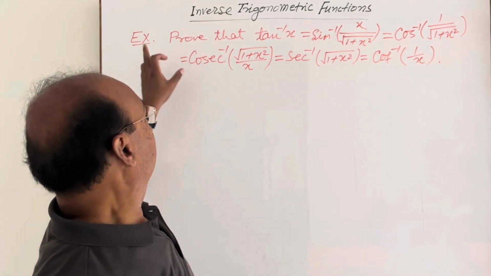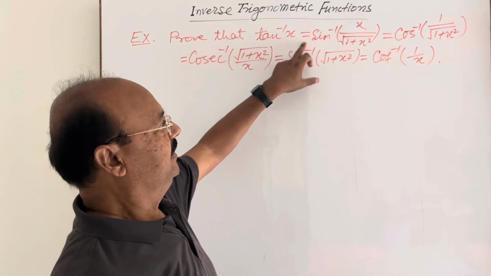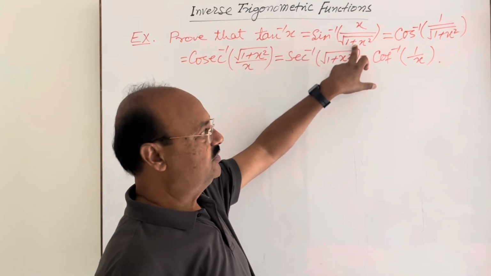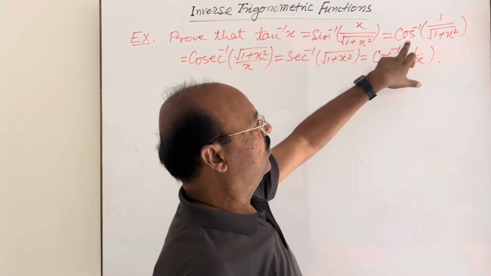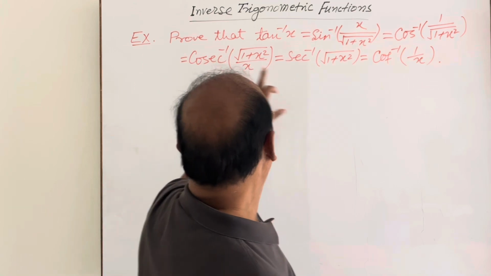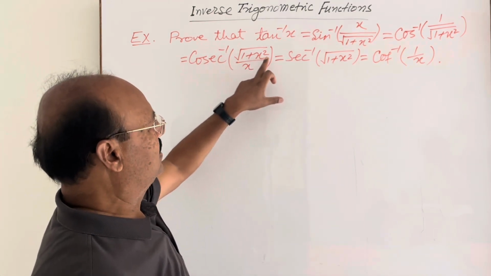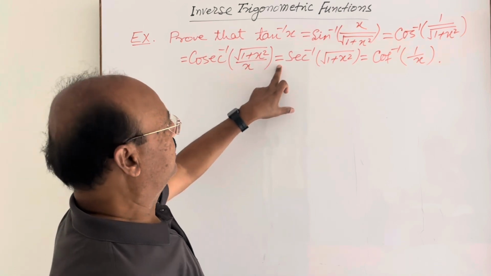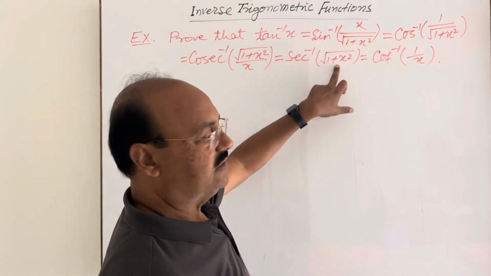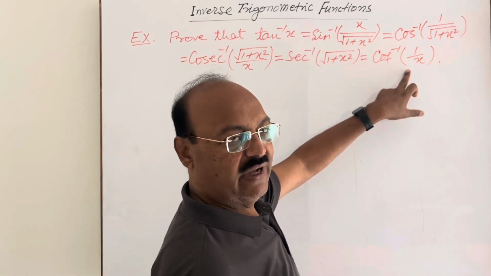So here in this question we have to prove that tan inverse of x is equal to sine inverse of x upon root over 1 plus x square. This is equal to cos inverse of 1 by root over 1 plus x square. This is equal to cosec inverse of root over 1 plus x square by x. This is equal to sec inverse of root over 1 plus x square. This is equal to cot inverse of 1 by x.